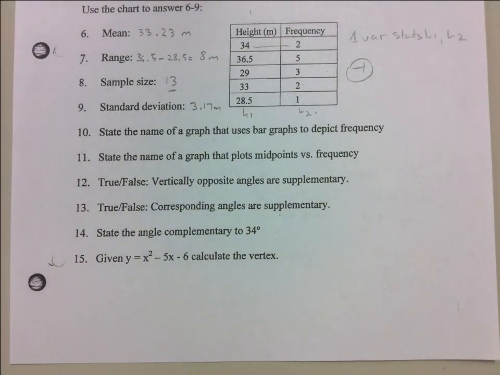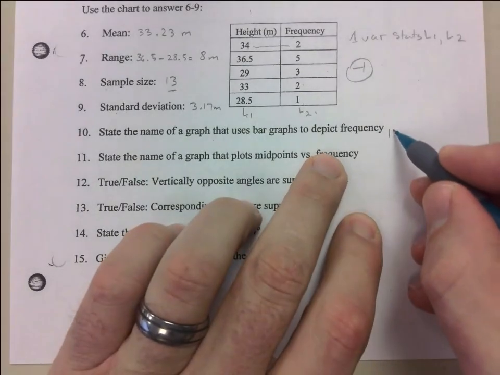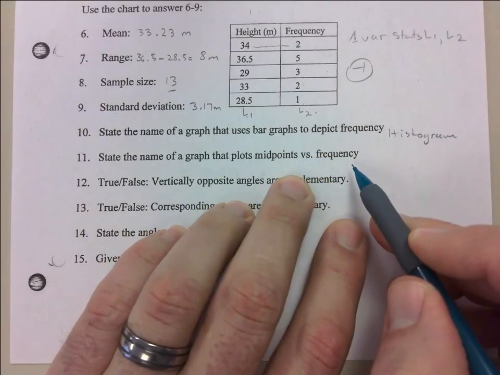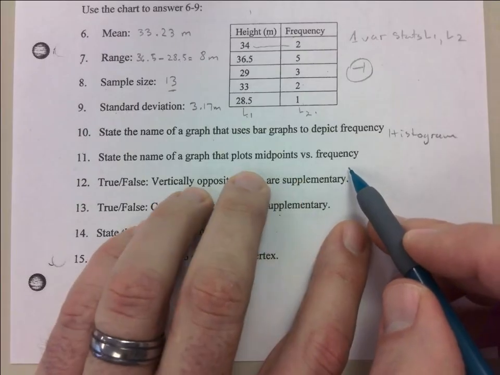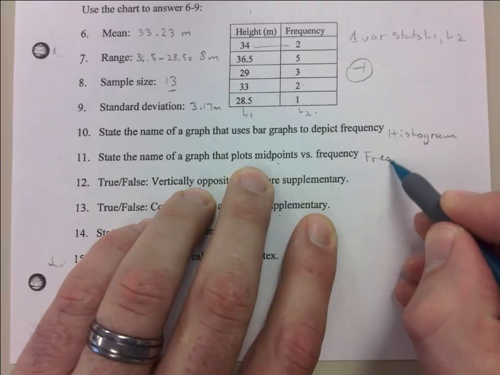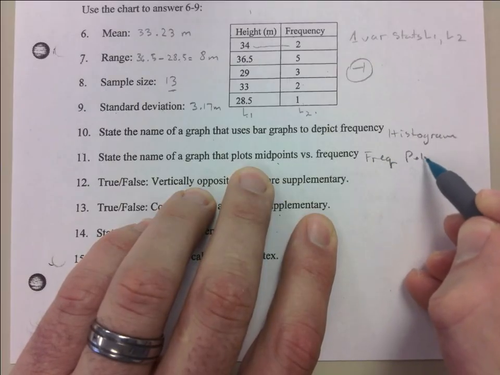State the name of the graph that uses bar graphs to depict frequency. That would be a histogram. The graph that plots the midpoints versus the frequency, that's a frequency polygon.